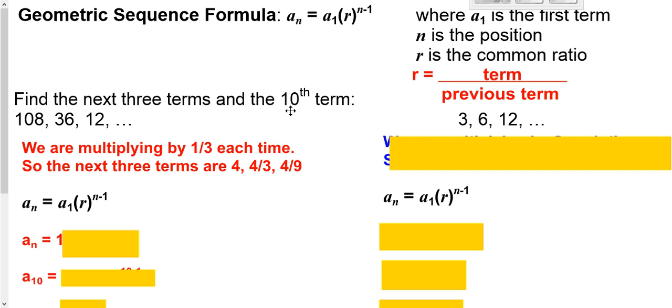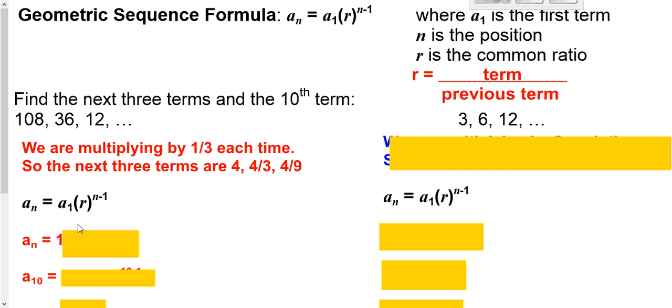But we're also asked to find the 10th term. So that's where we want to use our general formula. We could go ahead, now that we've already listed out to 4 over 9, which is our 6th term, and just continue to do that till we got to our 10th term. But if I had asked you to find your 100th term, that would not be nice to do.